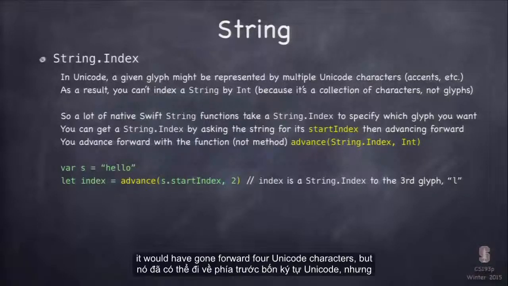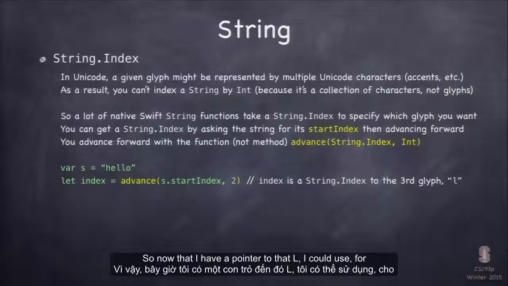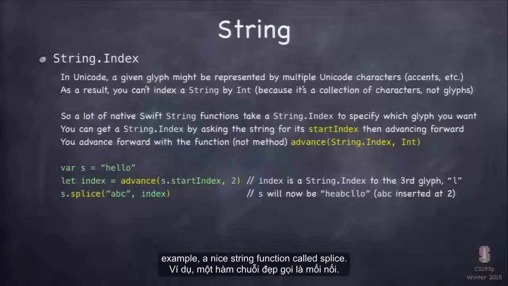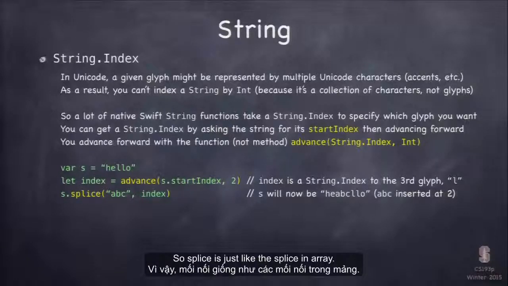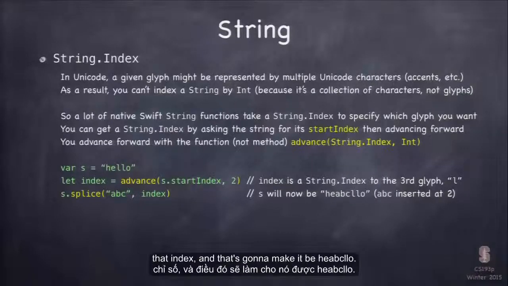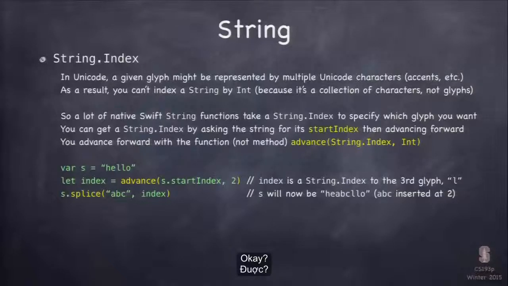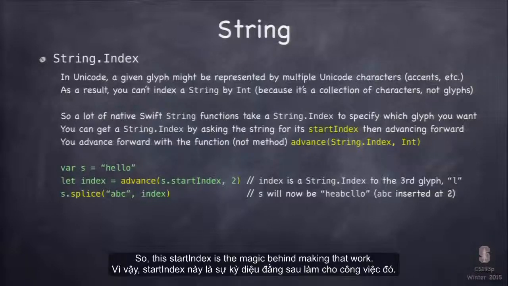And again, if it was E accent aigu, it would have gone forward 4 Unicode characters, but only 3 to the third glyph as you perceive it. So now that I have a pointer to that L, I could use, for example, a nice string function called splice. So splice is just like the splice in array. It will splice a string into the middle of another string. I'm going to have it splice at that index, and that's going to make it be HE ABC LLO. Splice the ABC right into the middle there. So the start index is the magic behind making that work.